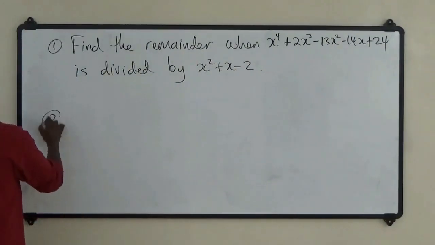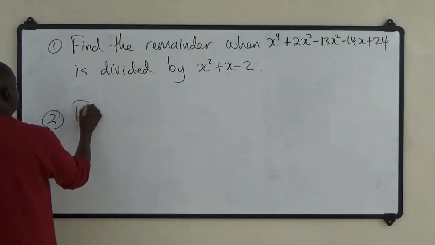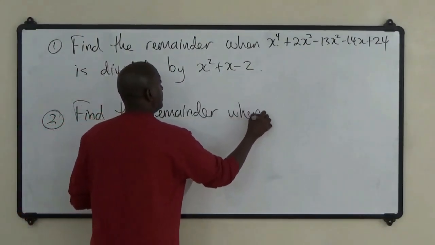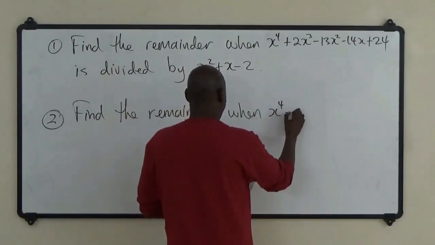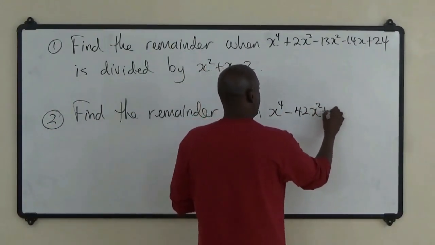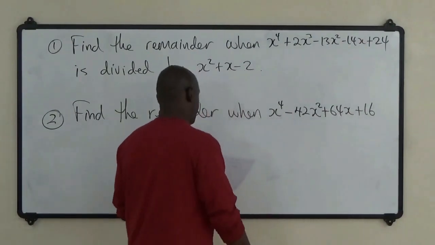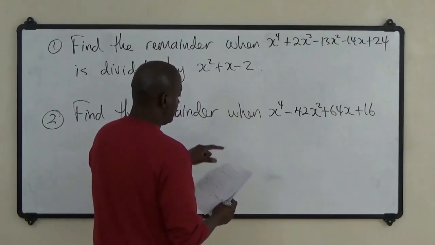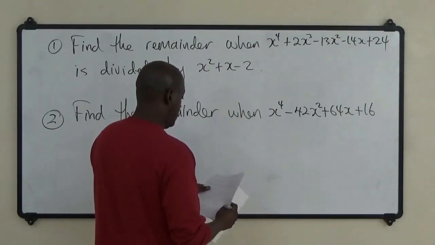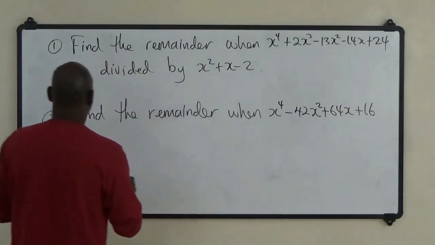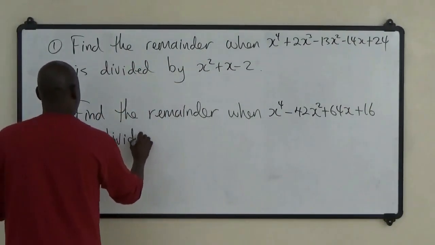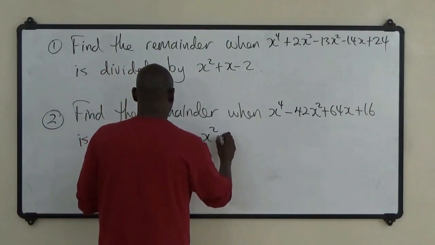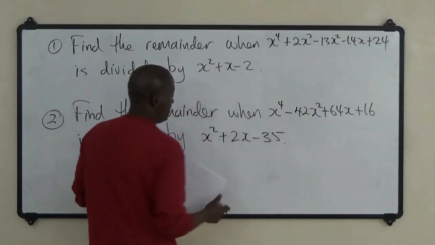And the second assignment is to find the remainder when x to the power of 4 minus 42x squared plus 64x plus 16 is divided by x squared plus 2x minus 35. All right?